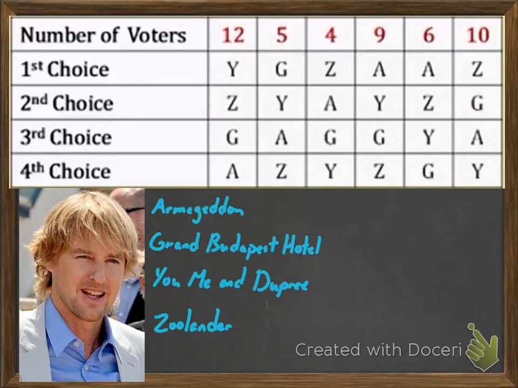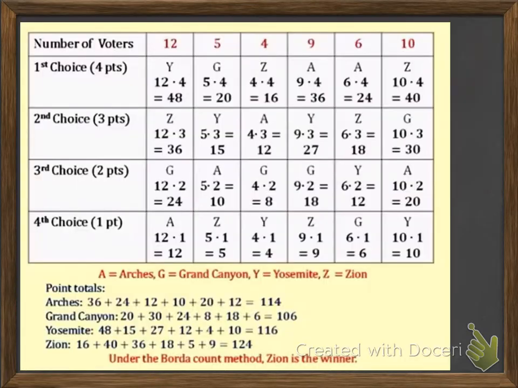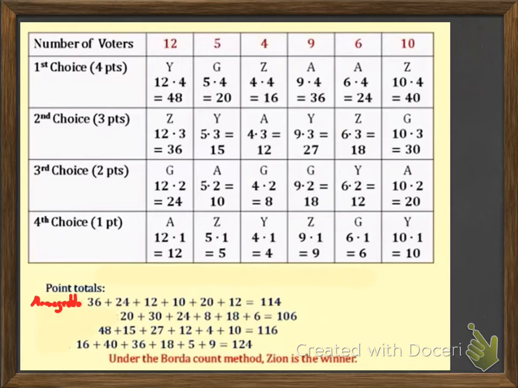So how it works is this: a first place vote would get 4 points, the second place vote would get 3 points, third place would get 2 points, and fourth place would get 1 point. So we're going to create a weighted table, and here's what it would look like. I know this is very confusing to look at, but 12 voters here for You and Me and Dupree get 4 points. So 12 times 4 equals 48. 5 times 4 is 20. 4 times 4 is 16, and so forth.